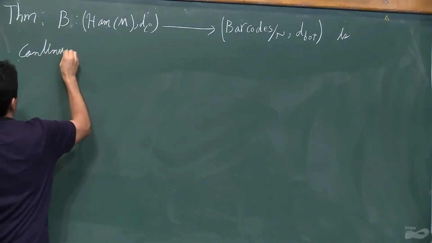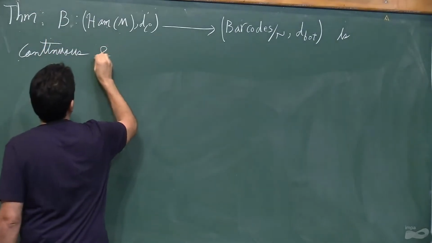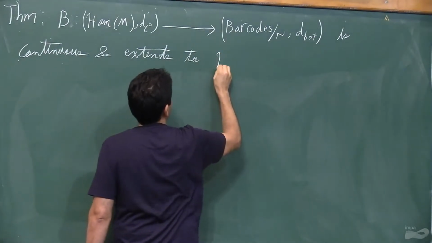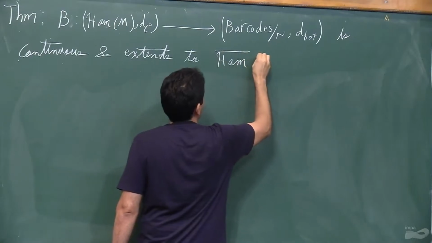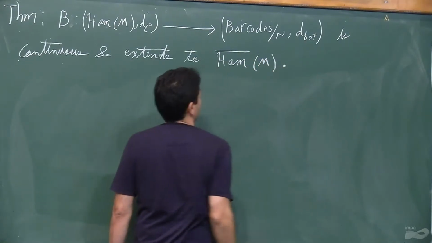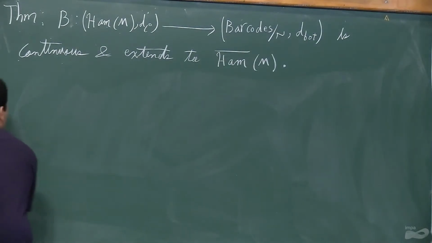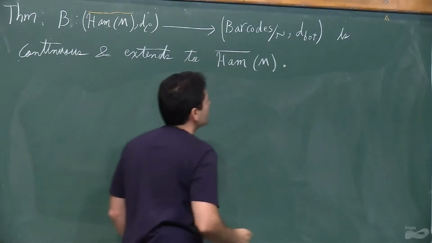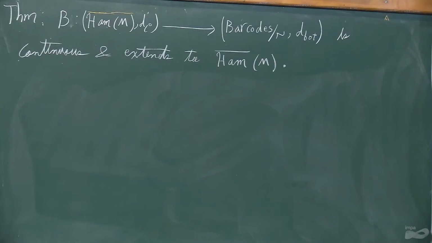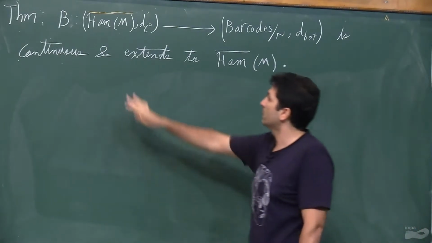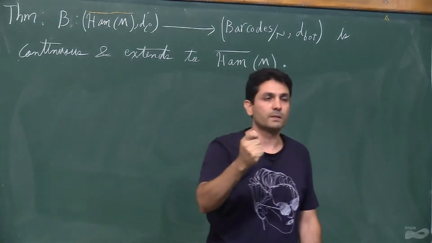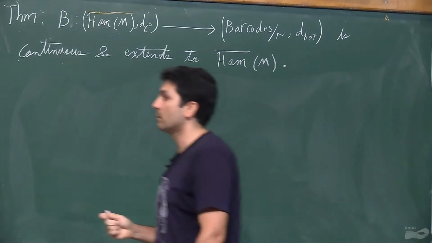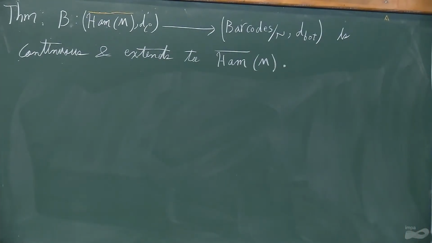And moreover, it extends to the closure, to what I called Hamiltonian homeomorphisms. Okay? So what I get here is that, in fact, I have a mapping defined from the space of Hamiltonian homeomorphisms to the space of barcodes. So what this says is, you take a Hamiltonian diffeomorphism, you make a C0 small perturbation of the diffeomorphism. That's quite different than saying make a C0 small perturbation of the Hamiltonian. And then the barcode just changes by a small amount.